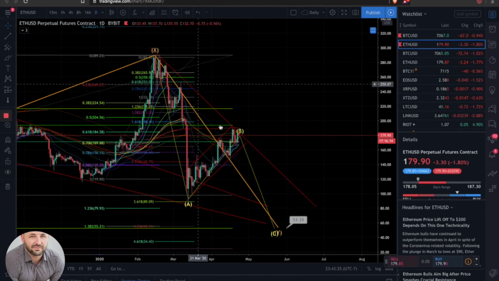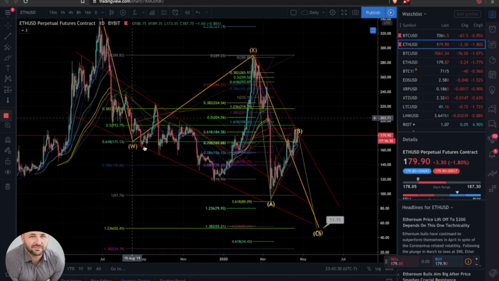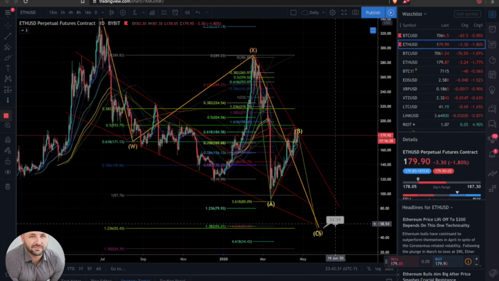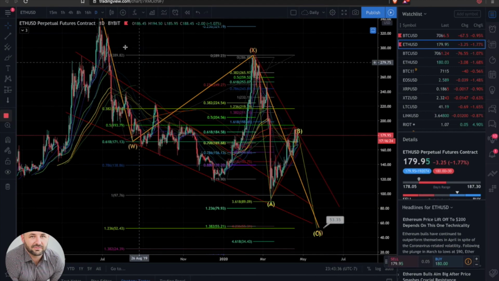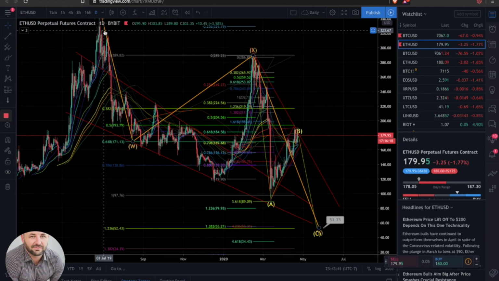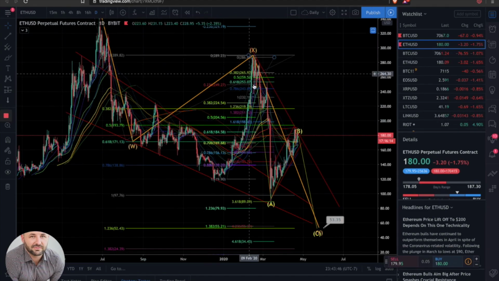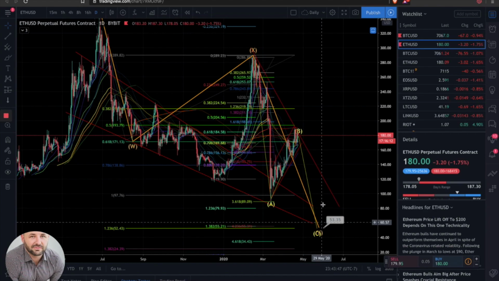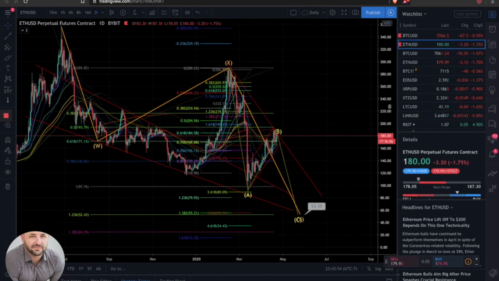However, it could still be a three-wave structure for a 5-3-5, and still make this overall a WXY for the overall move down. Remember, WXY is made up of three-wave structures, so there'd be a three-wave structure for the W, the X, and the Y. And that will finish us off. So again, I look for confluence: where are some important areas of support and resistance.